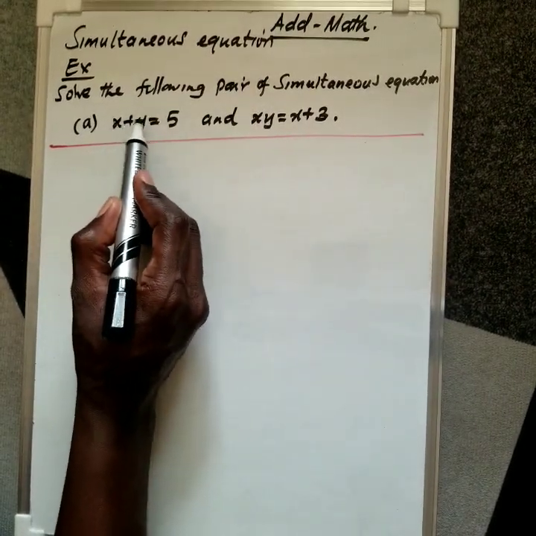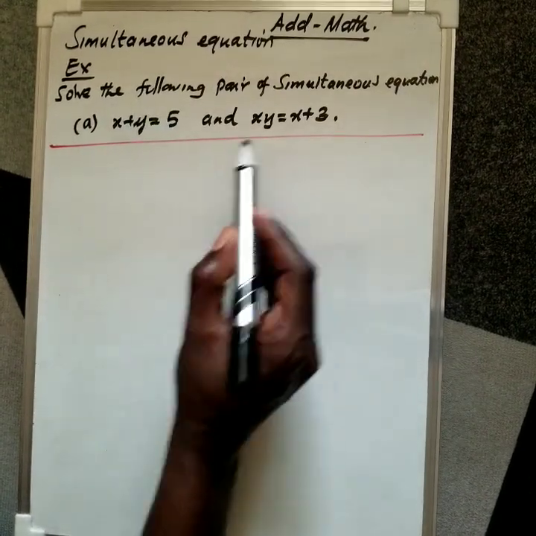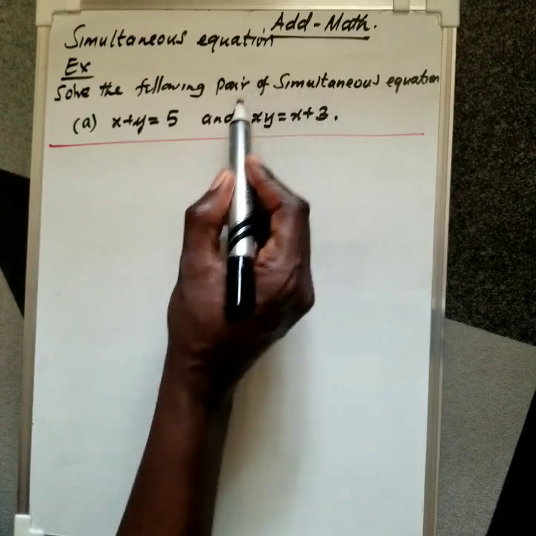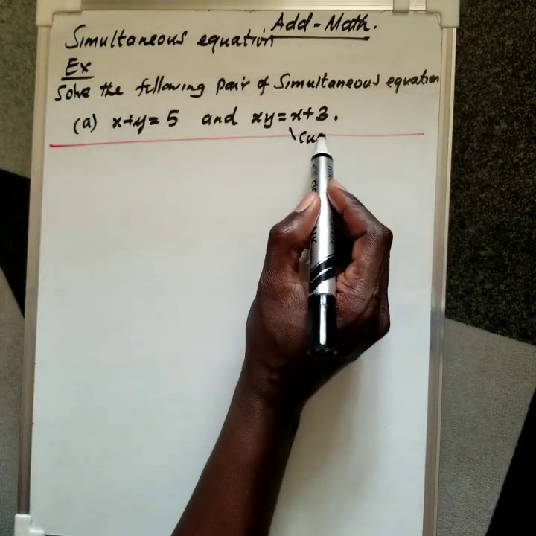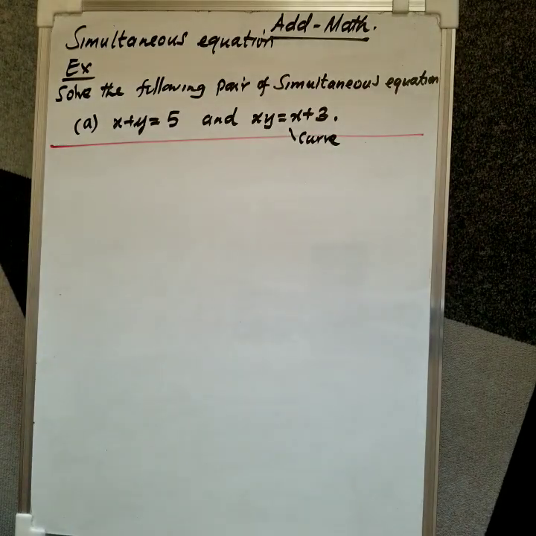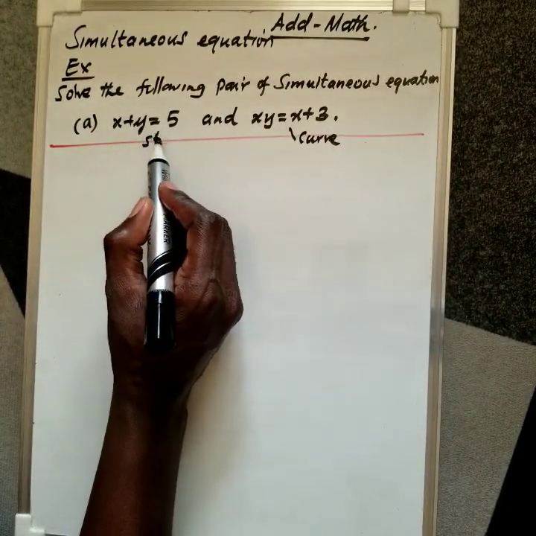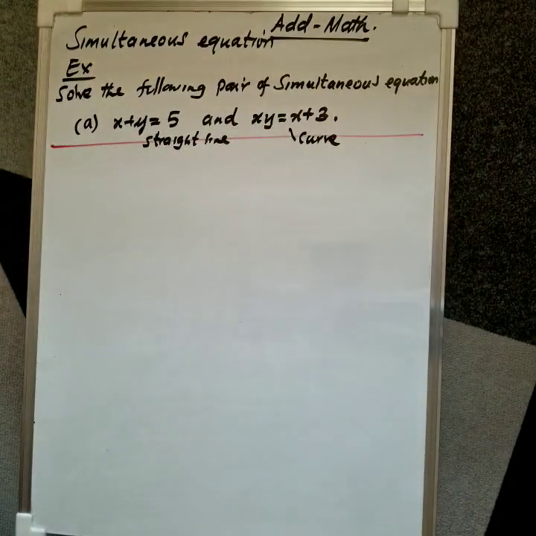Now if you notice, x plus y is equal to 5 is simply the equation of a straight line, and xy is equal to x plus 3 is forming part of a curve. It could be whatever curve it is, but that's a curve, and this is for a straight line. So how do you solve in this case?